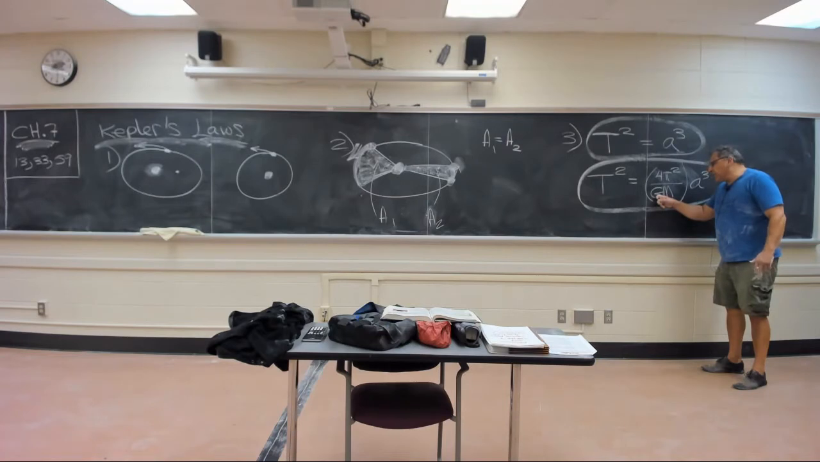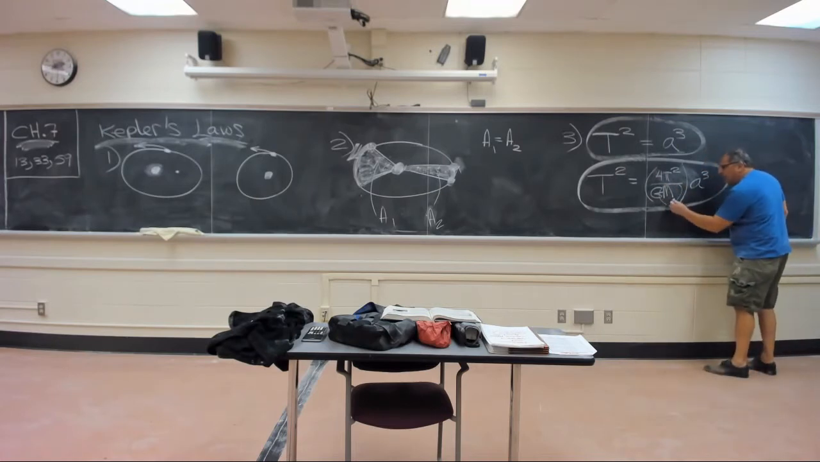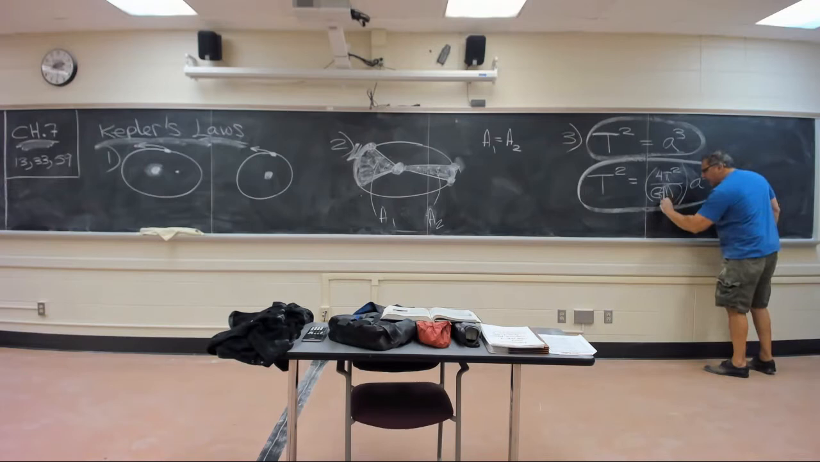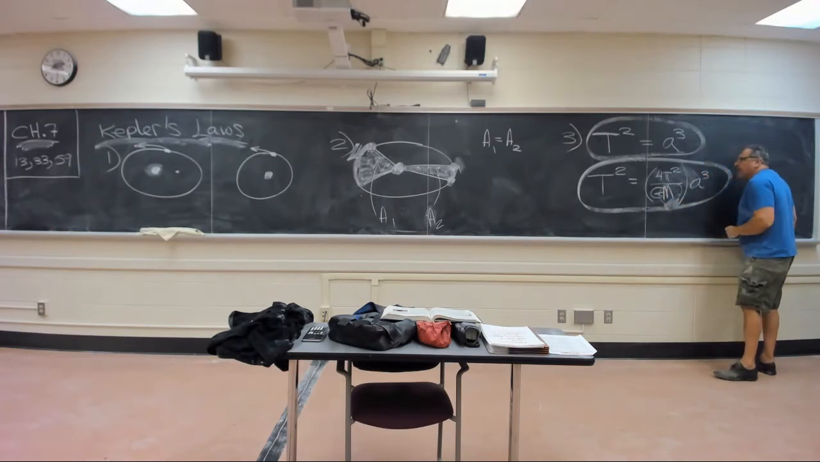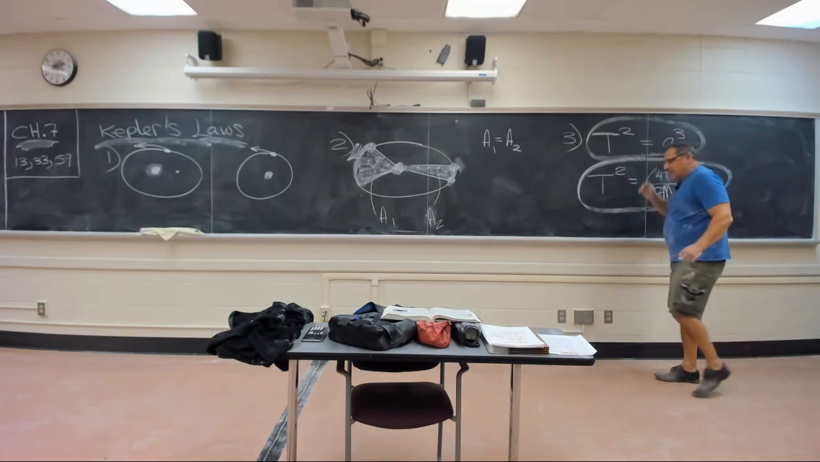G is the universal gravitational constant. That doesn't change. 4 is 4. It doesn't change. Pi squared is pi squared. That doesn't change. This thing right here could change depending upon where you are in the universe. They're basically saying, and here it's weird how they do this.